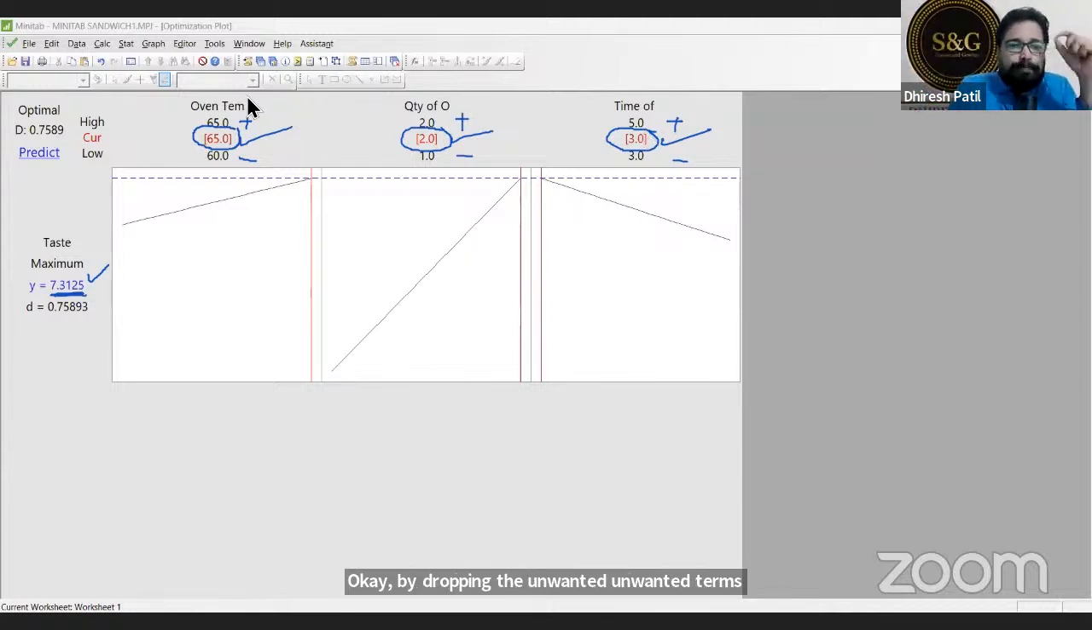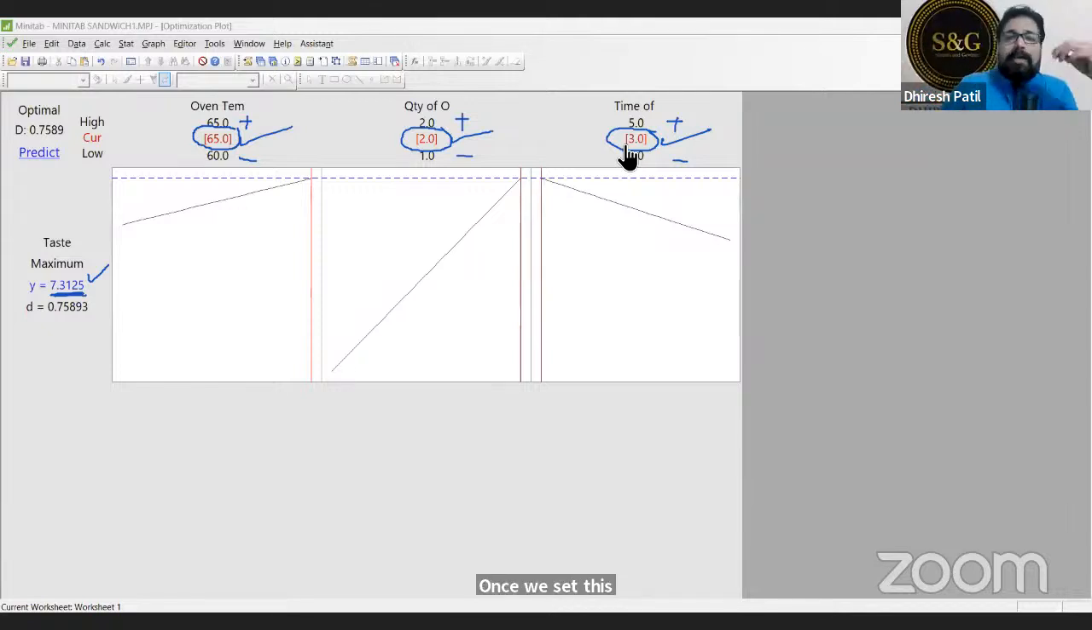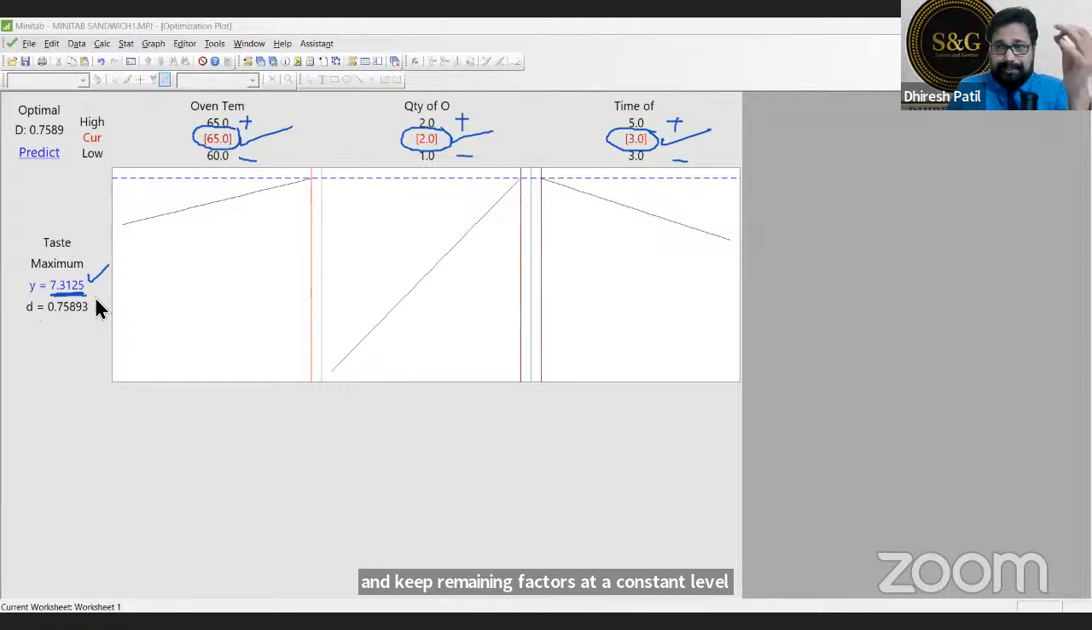So these are the three: oven temperature, quantity of onion, and time of cooking. These are the three main factors which we have, right? Out of which, whatever factors are in red are the optimized setting. So oven temperature should be 65, quantity of onion should be 2, and time of cooking should be 3. Once we set this and keep remaining factors at a constant level, we will get 7.3 on an average rating for the sandwich test. Okay. Now look at this.